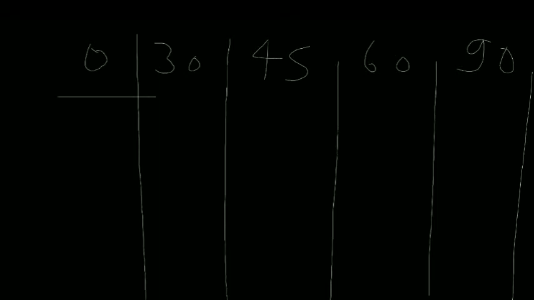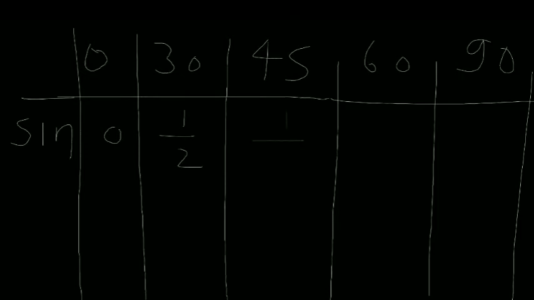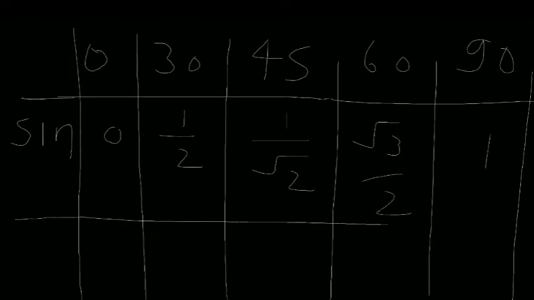Draw the table. Okay, so the first value is sine, so we need to write sine here. The values, you have to find out, are 0, here 1 upon 2, here 1 upon root 2, here root 3 by 2, and here you have 1, or not, from the solution.